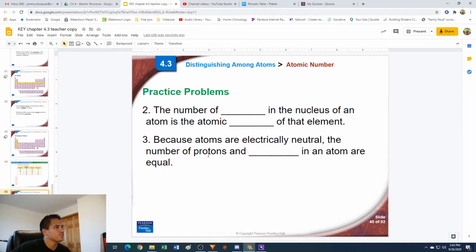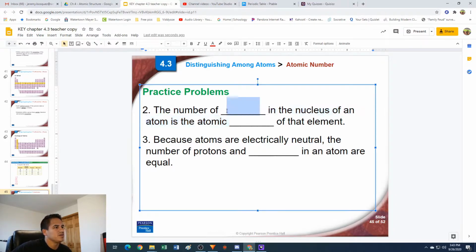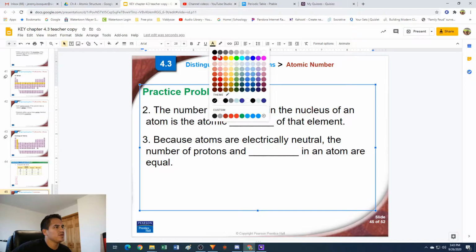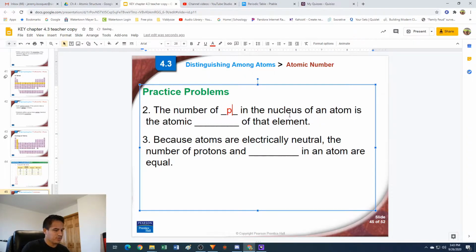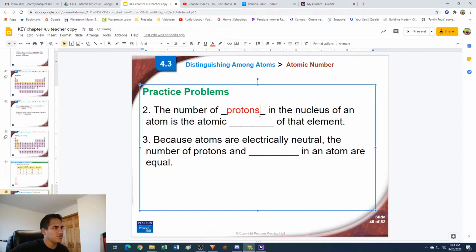All right, moving on. Number 2, the number of blank in the nucleus of an atom is the atomic blank of that element. Okay, so this again is from the notes, but I believe it is the number of protons in the nucleus is the atomic number of that element. So just some vocab here.